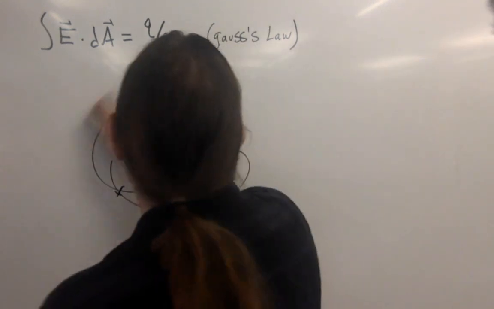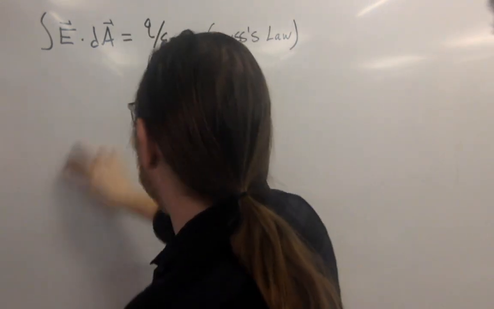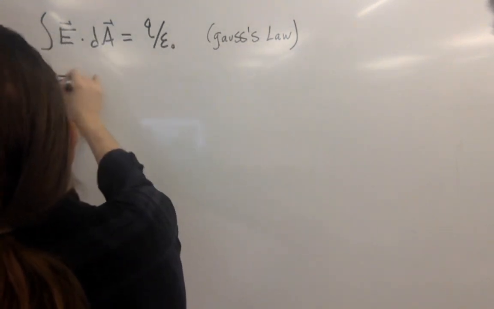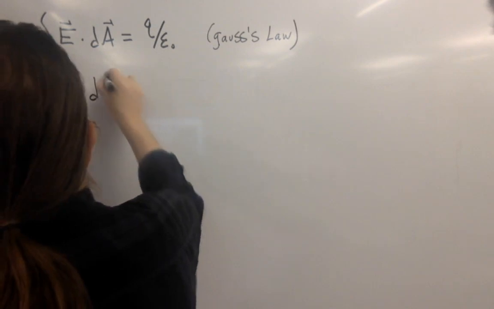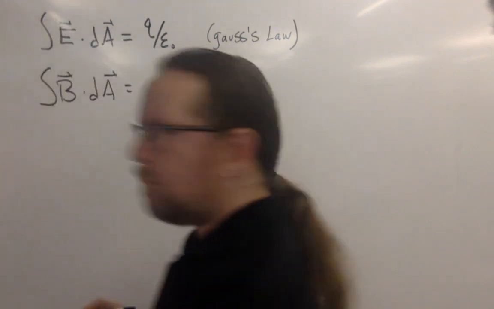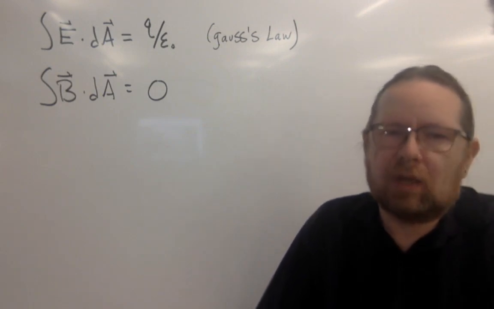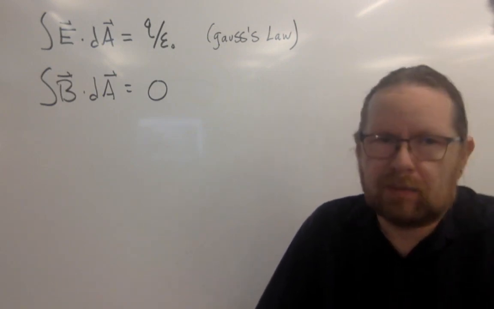We can call that law of physics Gauss's law for magnetism if we want. And we can write it: the integral of the magnetic field over some surface is equal to 0, because there's no such thing as a magnetic charge, an individual isolated north or south pole. They always come in pairs.